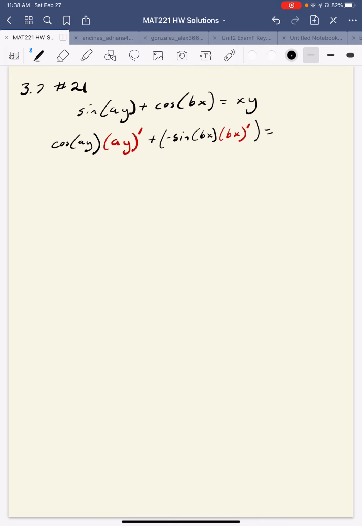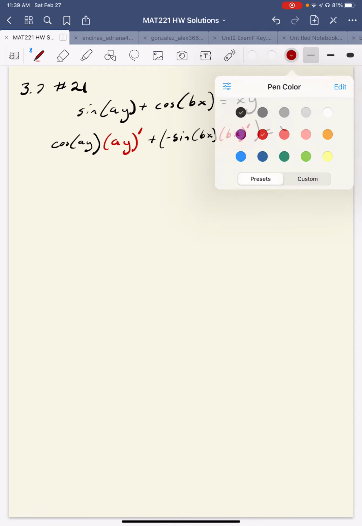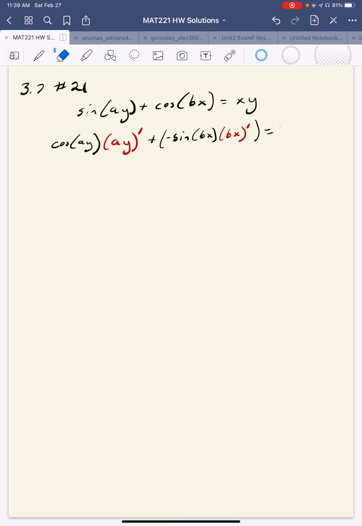And then to take the derivative of this last term, I'm going to need to use the product rule, which we've seen now a few times, but again, I'll still write it out. The product rule would tell me that I have x prime y plus x y prime. Okay, so now let's go through and take some of these derivatives.